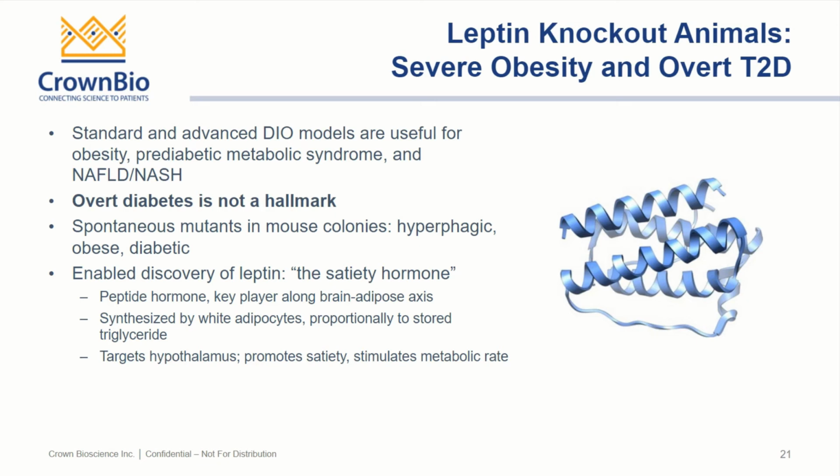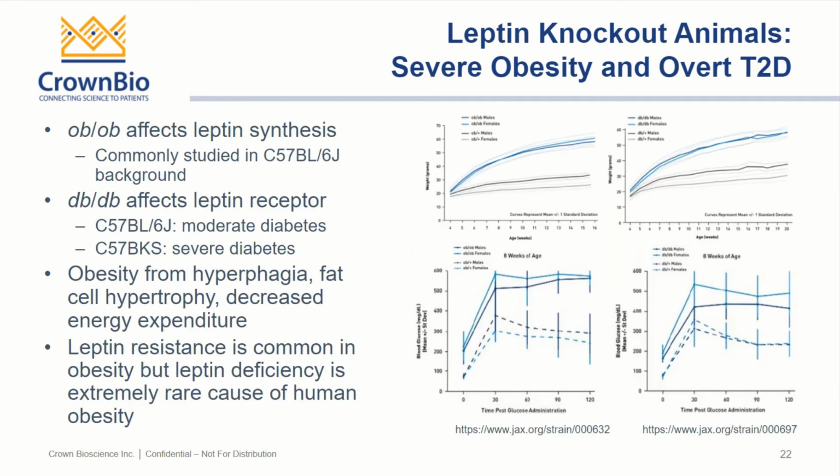These studies paved the way for discovery of the satiety hormone leptin. This is a key player along the brain-adipose axis. This peptide is secreted by white adipose tissue proportionally to stored triglyceride levels. It targets the hypothalamus, promoting satiety and stimulating metabolic rate. The OB knockout ablates leptin synthesis, and the DB knockout inactivates the leptin receptor. Obesity results as a combination of excessive eating and reduced energetic expenditure, including reduced thermogenesis.